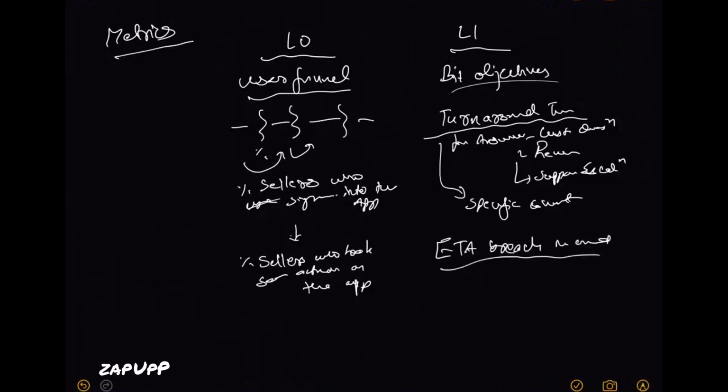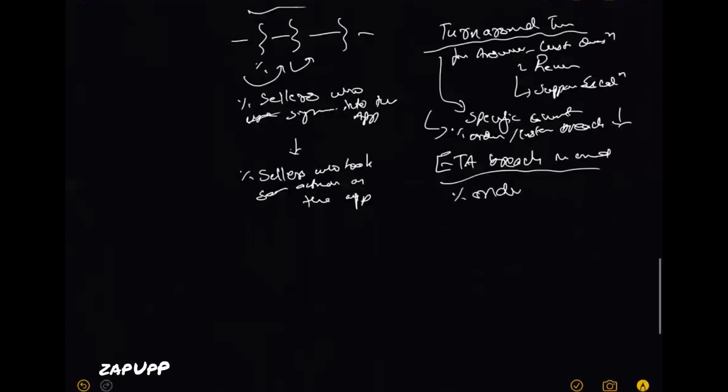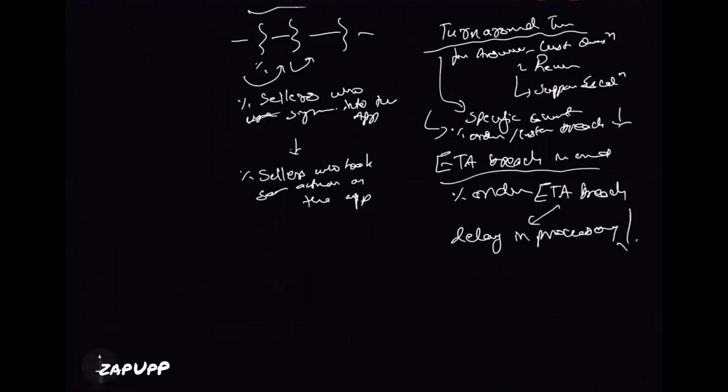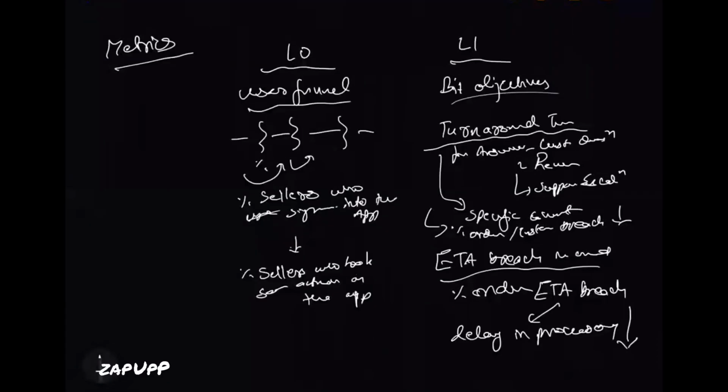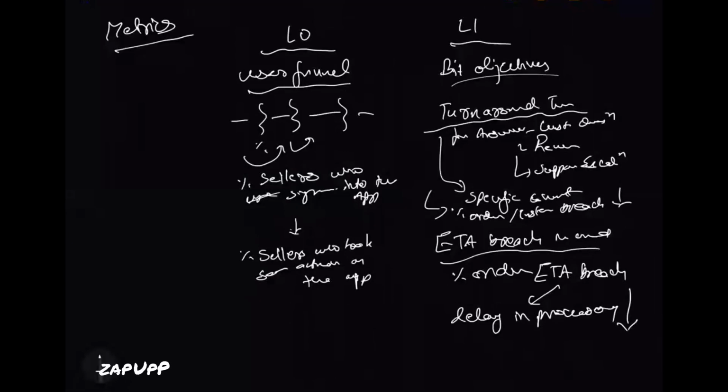Second thing is the ETA breach in the order. So the metric we'll need to track here is the percentage of orders or percentage of instances where there was a breach, and whether that has gone down. Over here also we'll see the percentage of orders where ETA was breached, where there was a delay in processing, whether that has gone down or not. So this is the metric we'll be tracking on L1. This is how we'll be doing it, and we have to ensure that whenever we talk about metrics, it's preferable to talk about metrics in ratio or percentage format, because that sort of gives a complete picture about any feature.